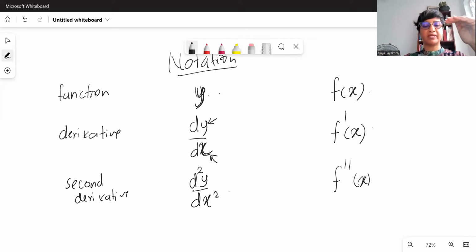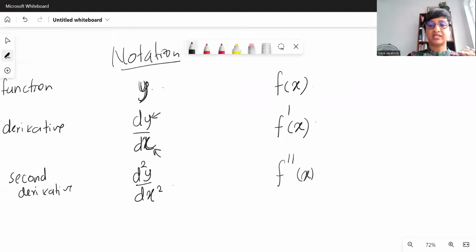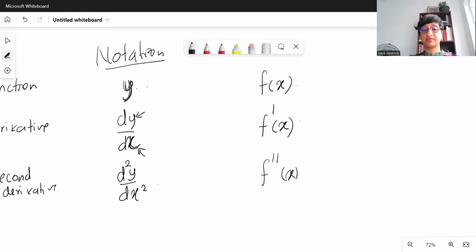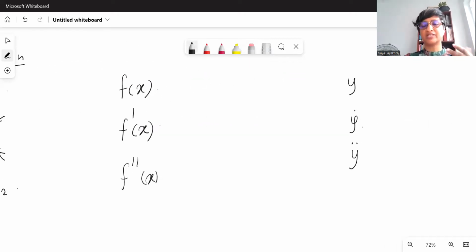Function y, derivative dy by dx, second derivative d squared y by dx squared. Function is f of x, first derivative is f prime of x, second derivative is f double prime of x. In this notation, y dot is the first derivative, y double dot is the second derivative. So if this is displacement, usually x is used for displacement, then x dot is velocity, and x double dot is acceleration. You would see that a lot, especially in mechanics. Okay Diniti, is that clear? Yes, ma'am. Thank you.